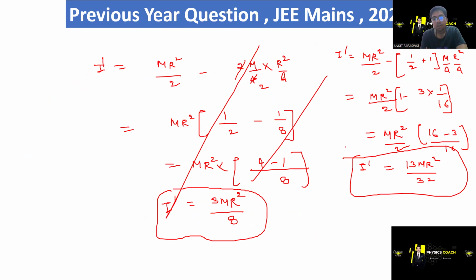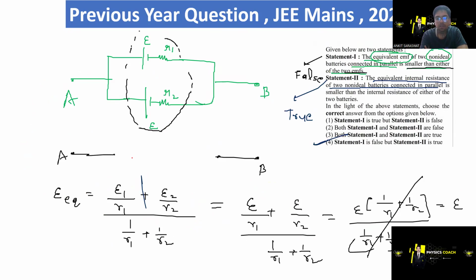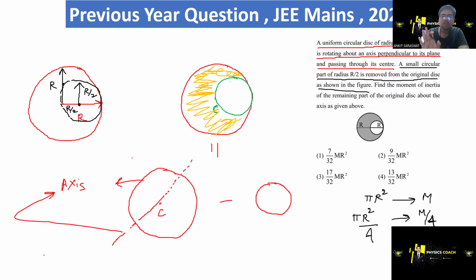So once again, thank you so much. I hope this doubt is clear. You should focus on calculation. The concept is simple. From the bigger disk, the moment of inertia of the bigger disk is mr square by 2. From that, we subtract the moment of inertia of the cut portion. Then only you will get the moment of inertia of the remaining portion.